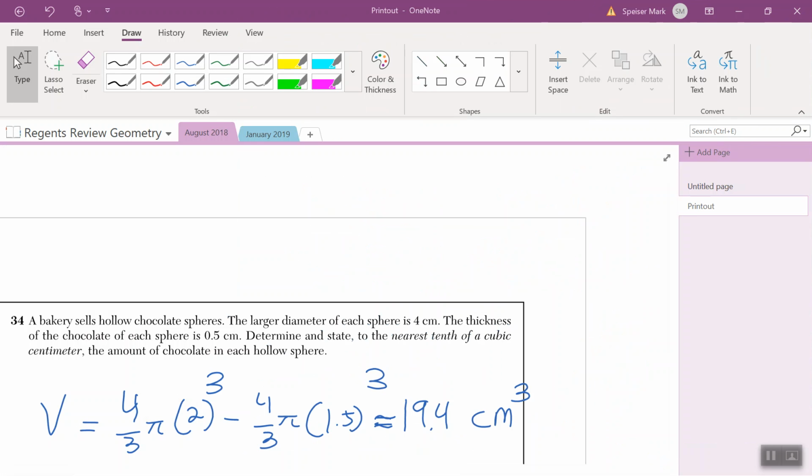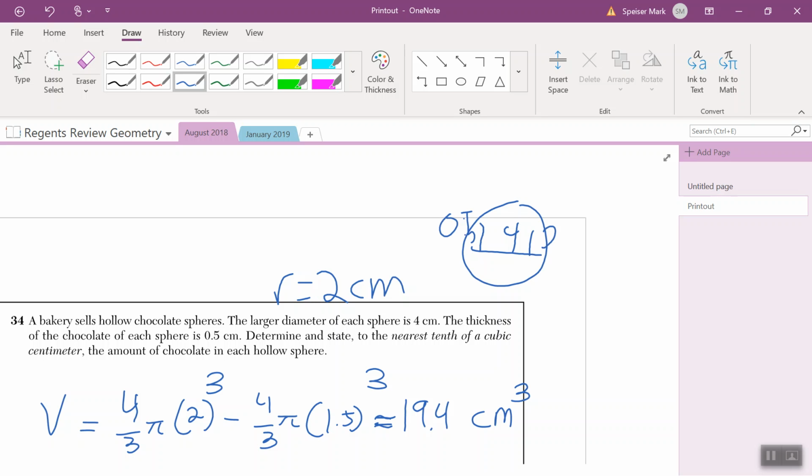A bakery sells hollow chocolate spheres. The large diameter of each sphere is 4 centimeters, so let's just write the radius immediately. If the diameter is 4 centimeters, the radius is 2 centimeters. The thickness of the chocolate is 0.5 centimeters. That's 0.5 centimeters on each side of the sphere. So we take away 0.5 centimeter from 2, we get 1.5 centimeters. Determine the amount of chocolate in each of the hollow spheres to the nearest tenth. If it was 4 centimeters, and we take away half a centimeter on each side, we are left with 3 centimeters in that sphere.